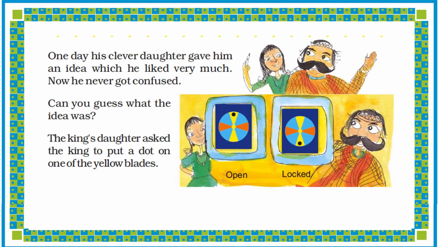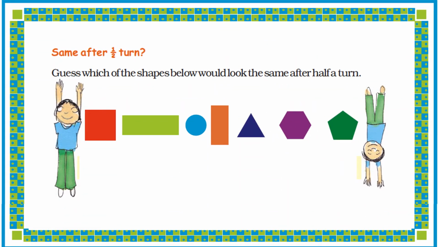So children, we can break the symmetry by adding some design to one side of it. Guess which of these shapes below would look the same after half a turn. Half a turn is when you put something upside down. Like here, this girl is standing straight, but if we give her a half turn, she will look upside down. Her hands will be down and feet will be up. Similarly, when we give a half turn to these shapes, let us see which of these will look the same.